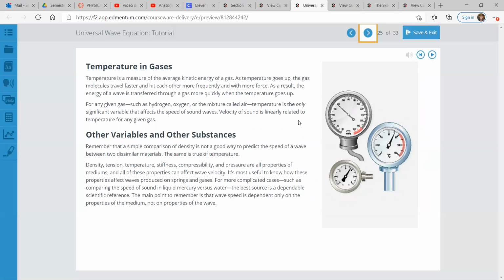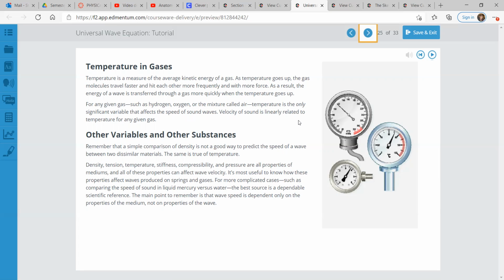Velocity of sound is linearly related to temperature for any given gas. Other variables and other substances. Remember that a simple comparison of density is not a good way to predict the speed of a wave between two dissimilar materials. The same is true of temperature.